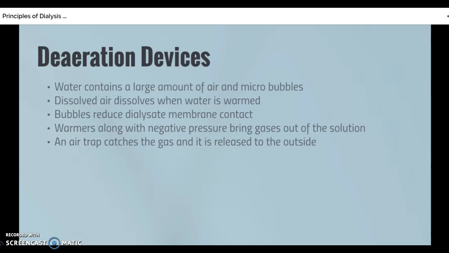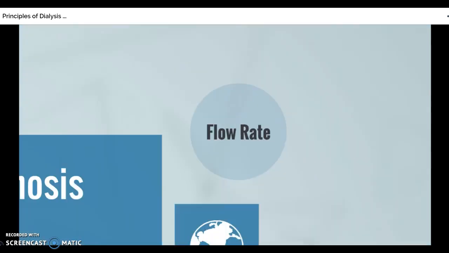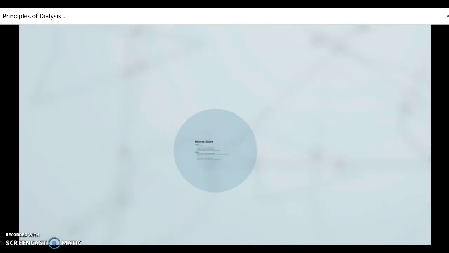We don't want any air in any of our devices, so this is a de-aeration device. Water and microbubbles are removed this way. There isn't really a very good picture because all the machines are so different, or I would have showed you. Air detector, you learned about in the last one as well.